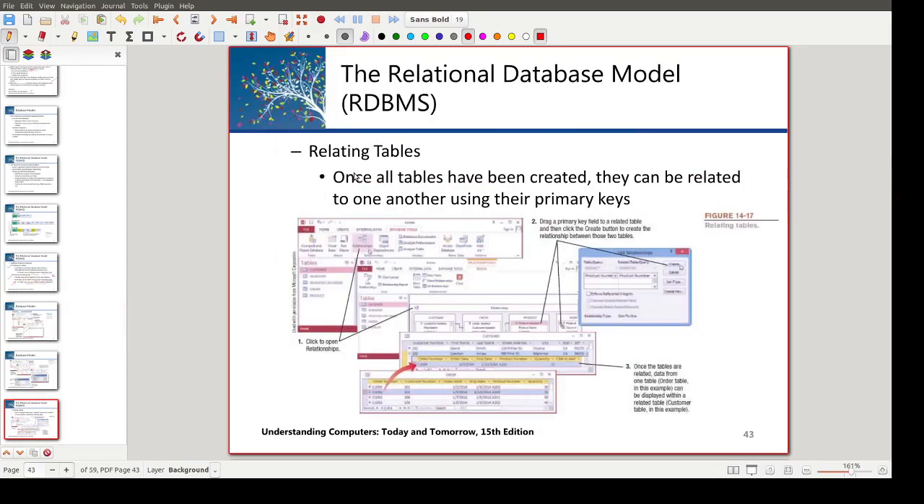Relating the tables is a step of creating the database. After you create these tables and enter the information in them, you relate some tables according to your study. Once all tables have been created, they can be related to one another using their primary keys. For example, once the tables are related, data from one table, the order table in this example, can be displayed within the related table, the customer table in this example. So this is how you relate tables.